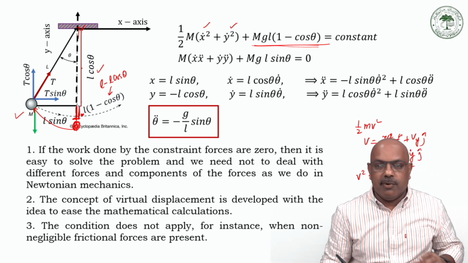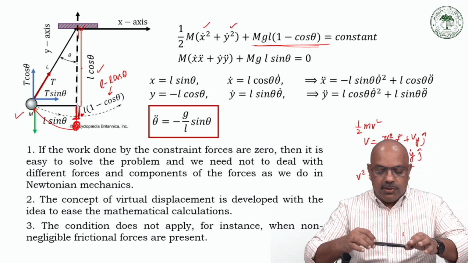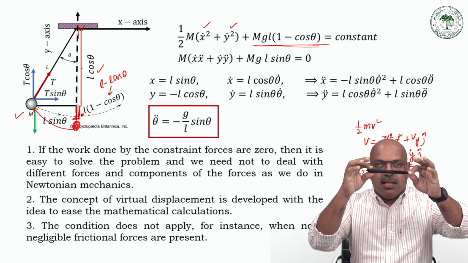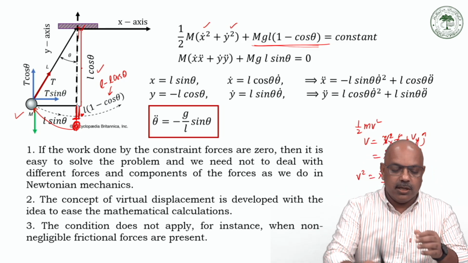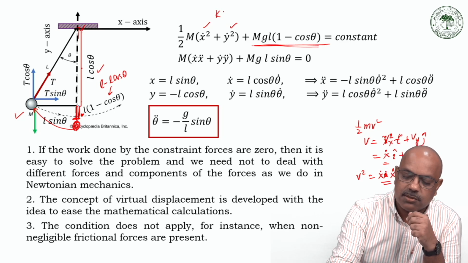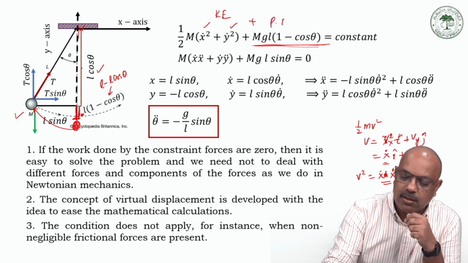This is how you increase the energy: mgh is 0 at the start, and if the height is h, then this becomes mgh. The same concept is there for the pendulum. So now this is my kinetic energy, and this is my potential energy.